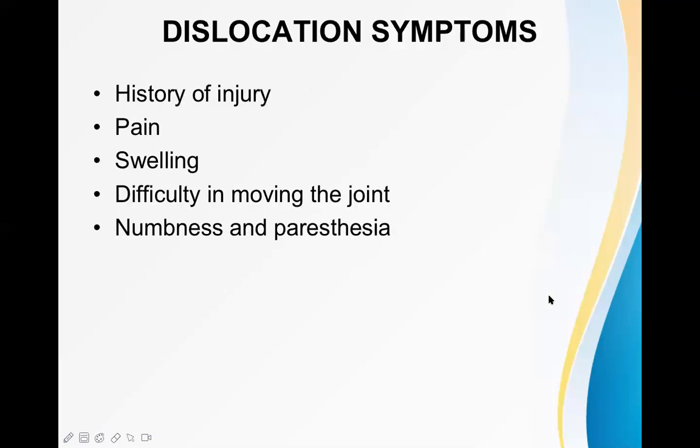Okay, so let's move on. Now, let's talk about the clinical features of dislocation. If a joint is dislocated, what are the symptoms complained of by the patient? First of all, the patient will say what type of injury, or if the patient does not explain about the injury, you should ask that question in the history. What type of injury did you suffer from? What type of trauma or blow was it? And we can get a lot of concept regarding the dislocation. Second is pain. The pain is very severe.